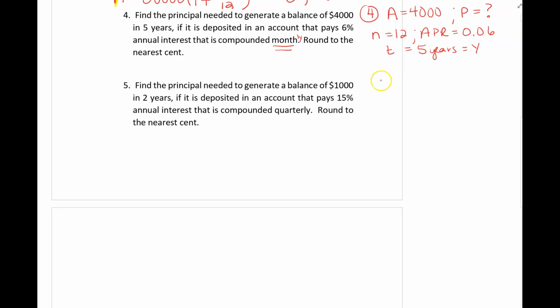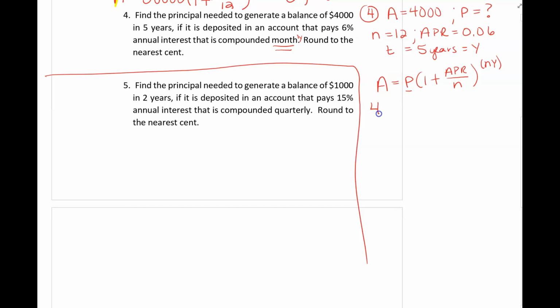So if we put that into our formula, A is equal to P times 1 plus the APR over N raised to the N times Y. Instead of putting the 4,000 here, we put the 4,000 on the other side. So we have 4,000 is equal to P times 1 plus 0.06 over 12 raised to the 12 times 5.